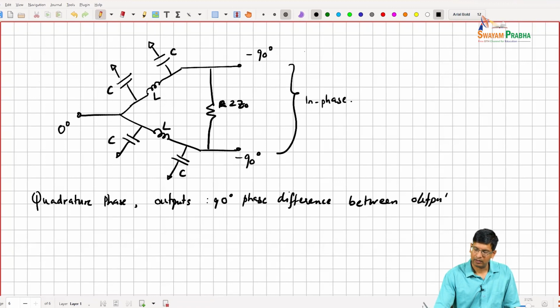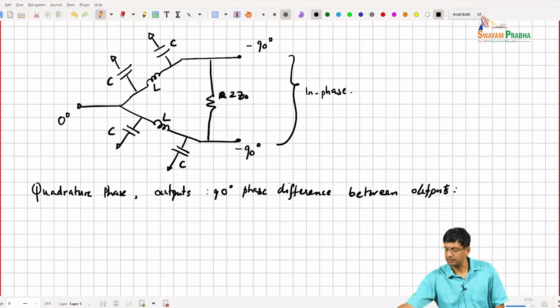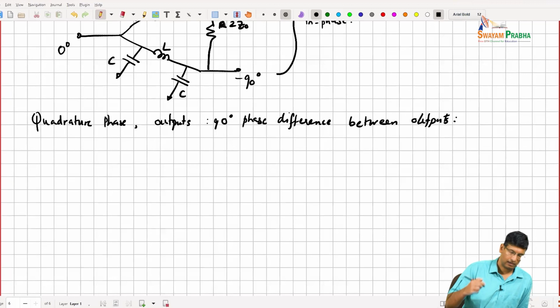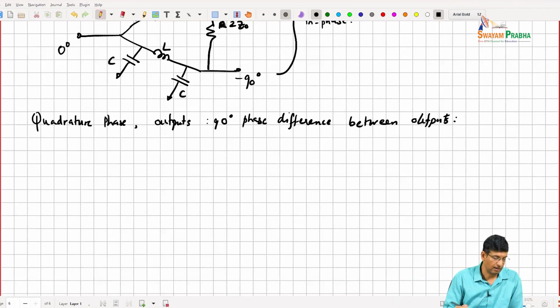Right? And there are several circuits that do that, and we will be considering them through the lecture on phase shifters as well, right? But a popular one, for example, is a branch line hybrid. Is a branch line coupler.